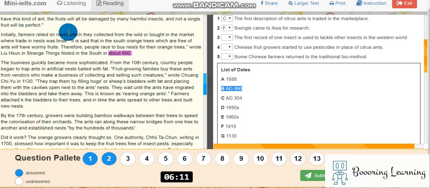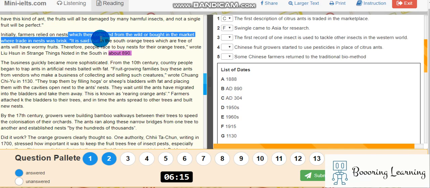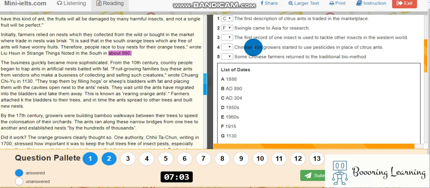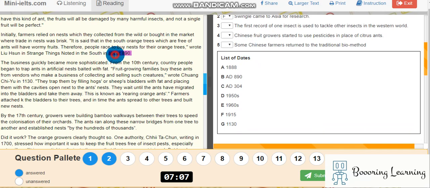Initially, farmers relied on nests which they collected from the wild or bought in the market, where trade in nests was brisk. It is said that in the south, orange trees which are free of ants will have wormy fruits. Therefore, people race to buy nests for their orange trees. Not this. Okay, I'm not sure this one is here. Let's keep.